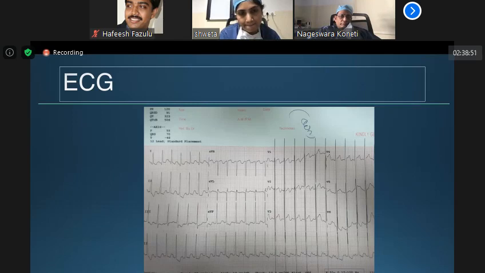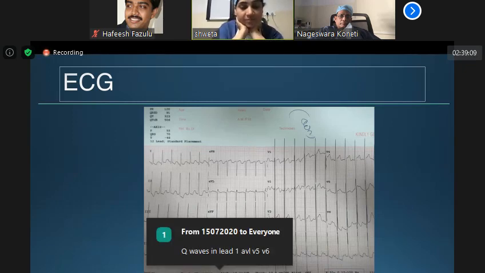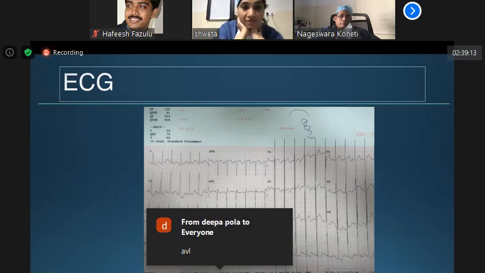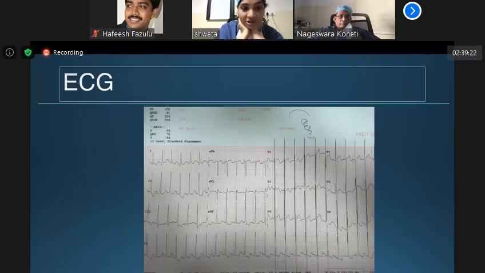And in QRS, deep Q waves are seen in V6 and aVL, lead 1 also. In lead 1, there is a Q wave, very good. And then the Q waves are seen in V6 also. Where else can you see the Q waves? aVL. Yes, the deepest Q wave is seen in aVL. Is it normal, Pawan? No, it is pathological Q waves.